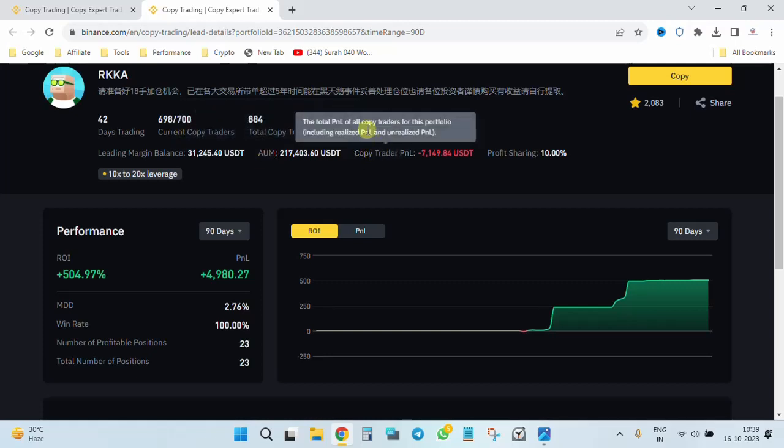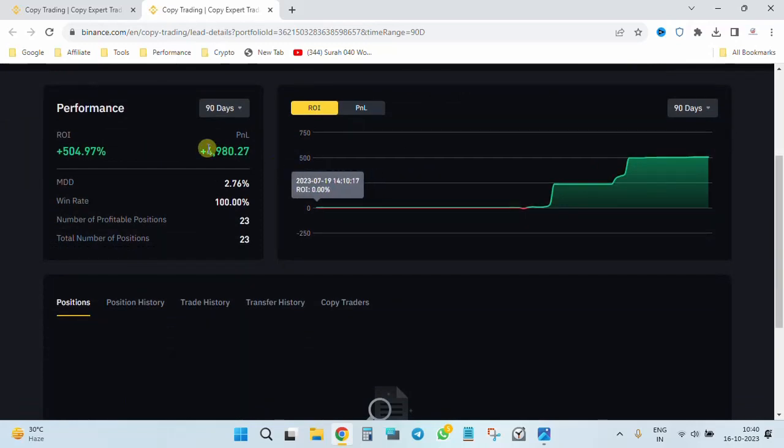And if you see the total PNL of all the copy trades for this portfolio, now this is a bit surprising. You can see realized and unrealized, which means if some positions are unclosed, that is also factored in. So the overall copy trading PNL over here is negative, which is something to worry about. Profit sharing is 10%. You can see the win rate is 100%.